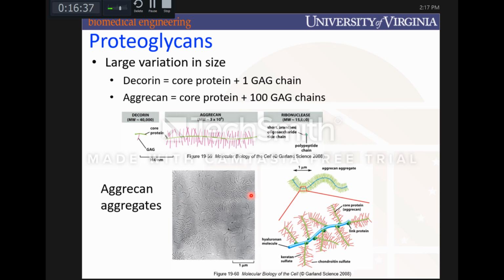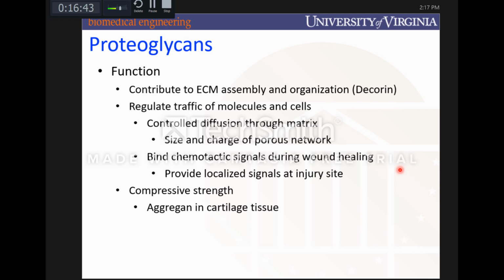But in your body, it's all tangled up. And so that's, again, what provides the turgor pressure. So what do they do? We've talked about it a lot, but let's reiterate. They contribute to ECM assembly and organization. So decorin is one of the things that sort of joins other larger ECM components together.